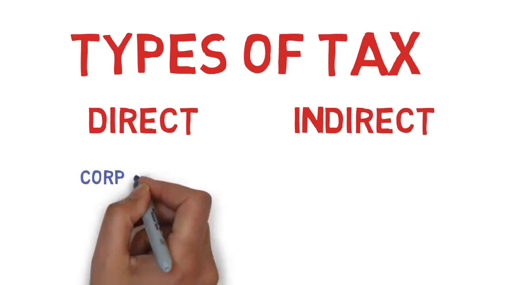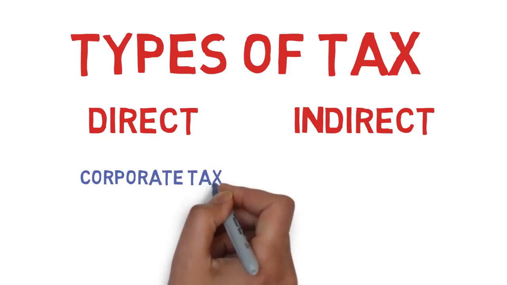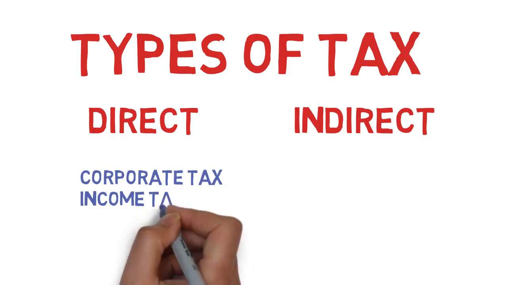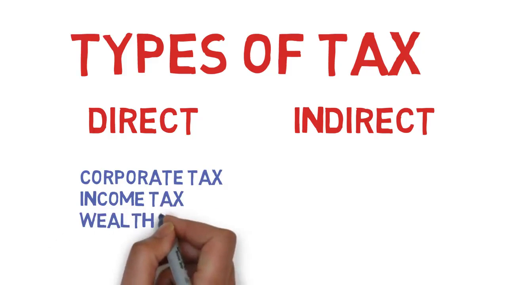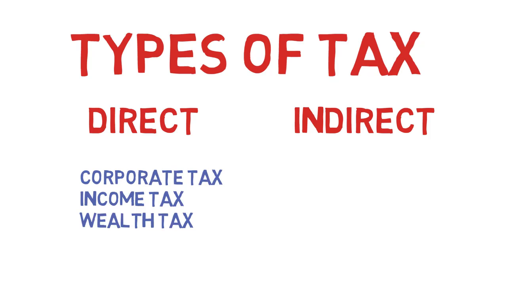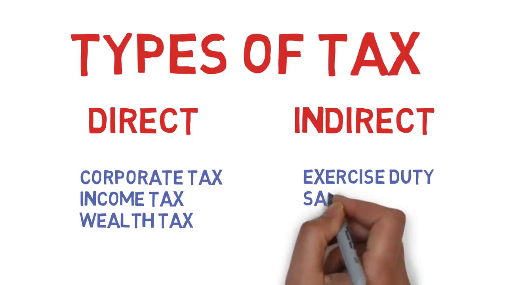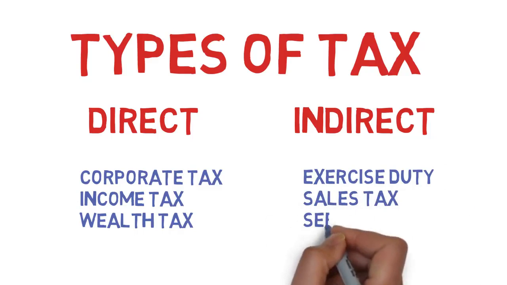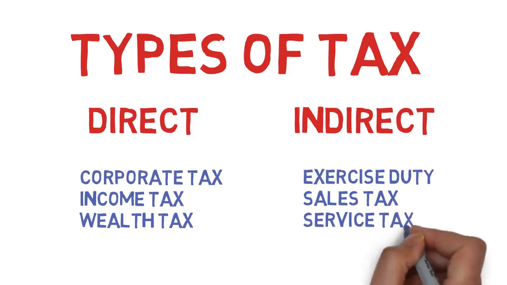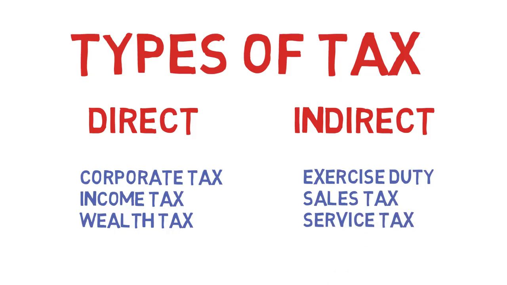The direct tax is one whose liability cannot be shifted to someone else, like corporate tax, income tax, wealth tax, etc. But indirect tax is the tax whose liability can be shifted to someone else. It includes central excise tax, sales tax, services tax, etc.